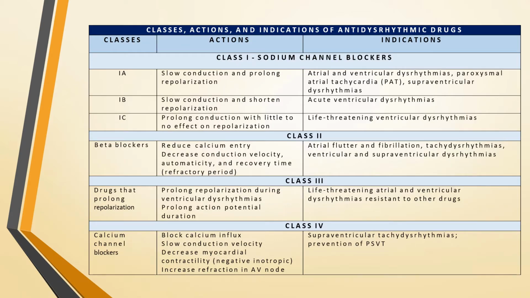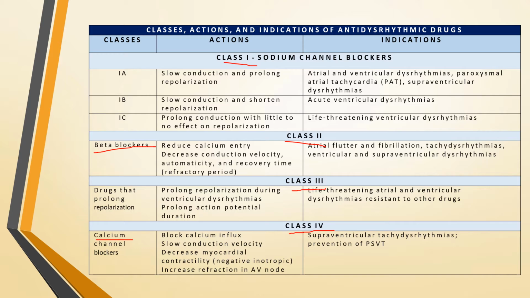Okay, so these are the classifications of your antidysrhythmic drugs. Your class 1, class 2, class 3, and class 4. Again, class 1 is sodium channel blocker. Class 2 is your beta blockers. Class 3 is your drugs that prolong repolarization. And then your class 4 is your calcium channel blocker.